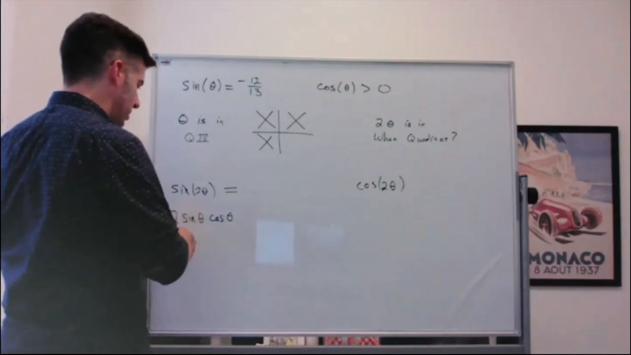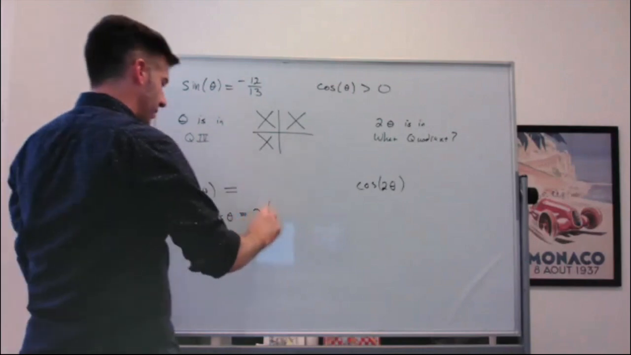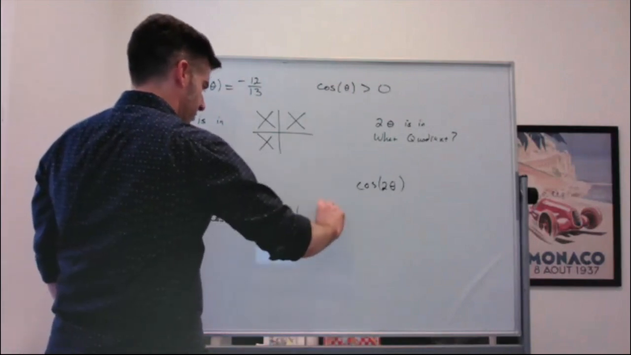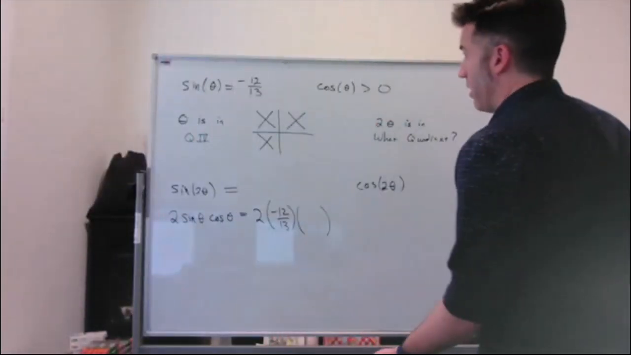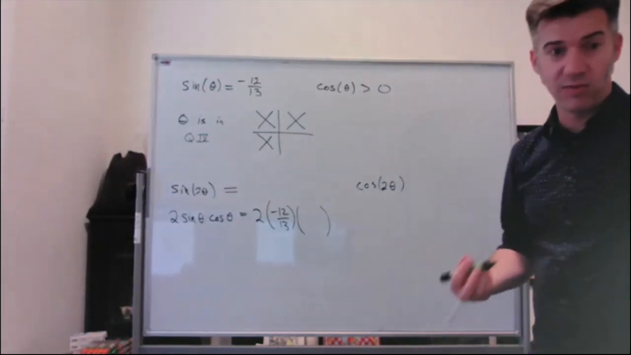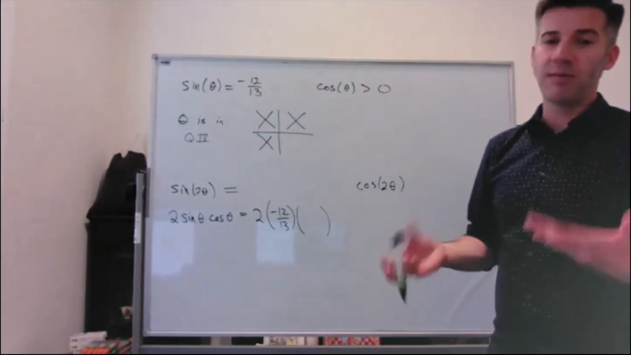So sine 2 theta is 2 sine theta cosine theta. That's 2 times, well, we know sine theta is negative 12/13. Oh, we need to find cosine theta. So I'm going to draw a triangle. If you're ever given a trig function of an angle equal to a value, and you're being asked to find another trig function of that angle, it typically means you want to draw a triangle.